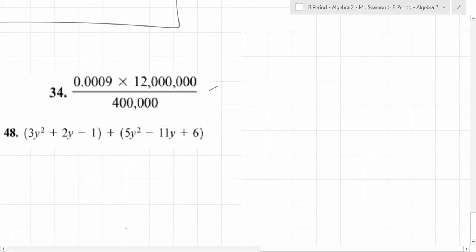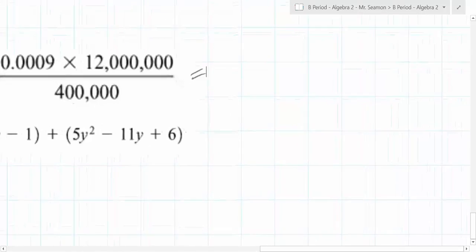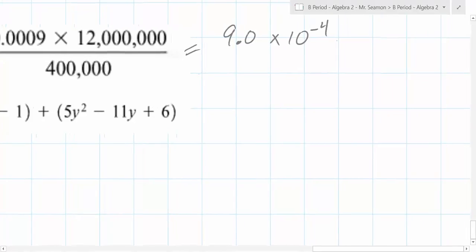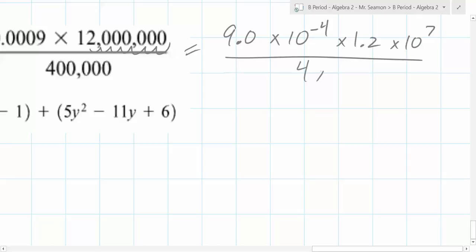34. Okay, so the first thing you want to do is rewrite that into scientific notation. So that's going to be 9.0 times 10 to the what? Negative 4 times 1.2 times what? 10 to the what? 7. 1, 2, 3, 4, 5, 6, 7. All over 4 times 10 to the 5th.